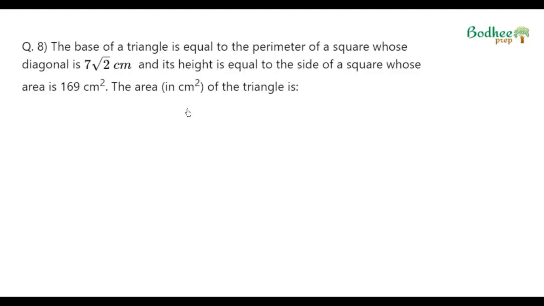Now let's take another question. Here it says that the base of the triangle is equal to the perimeter of the square whose diagonal is this. So if we have this triangle like this, then it says that if this is the base, say ABC, then this length is nothing but the perimeter of the square whose diagonal is this.